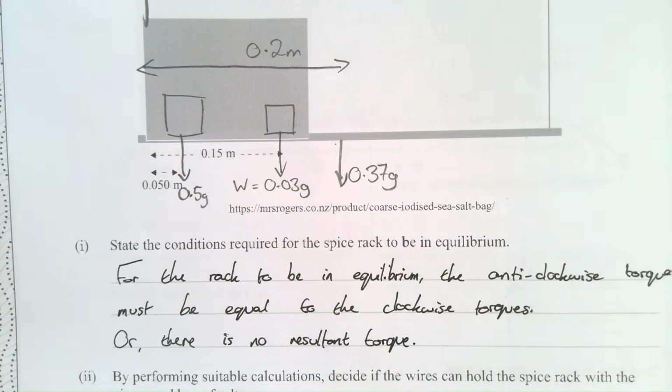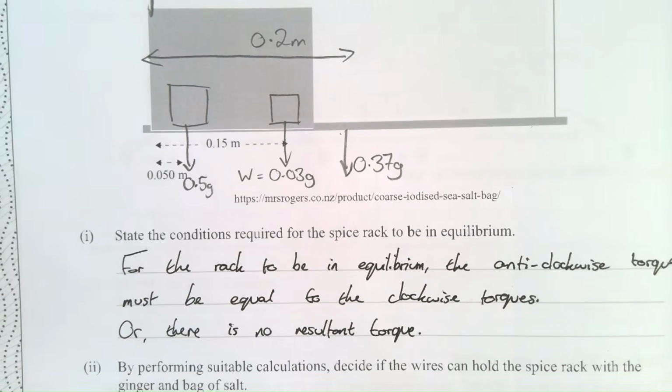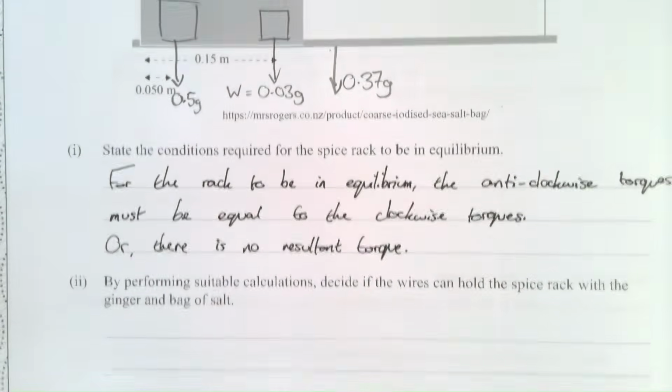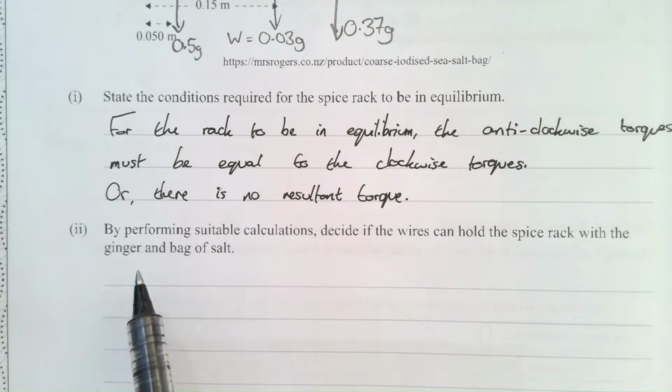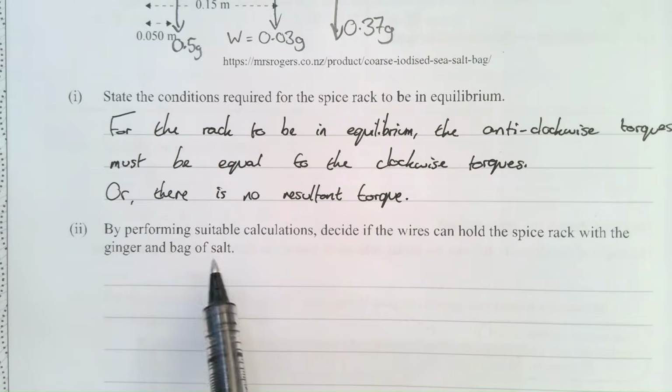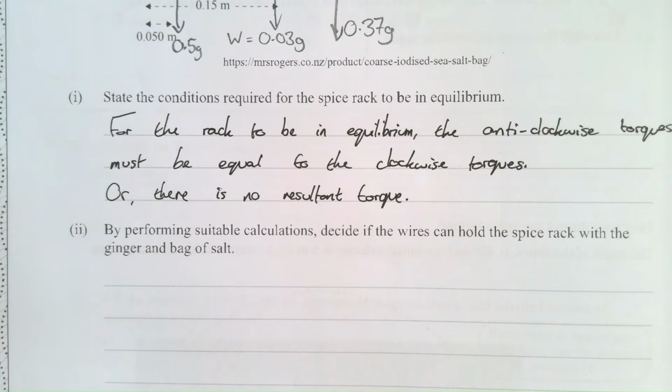Or the torques are balanced. There's a million different ways to word it, but that's the meaning you're looking for. Then for part 2, we are told that, by performing suitable calculations, we must decide if the wires can hold the spice rack with the ginger and the bag of salt on.